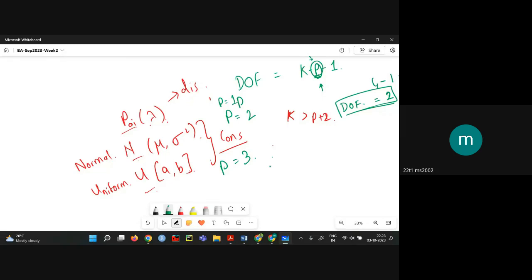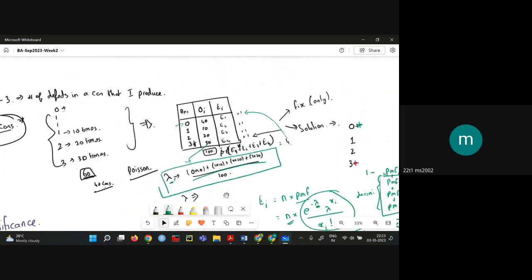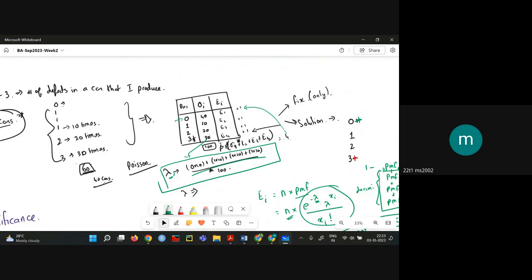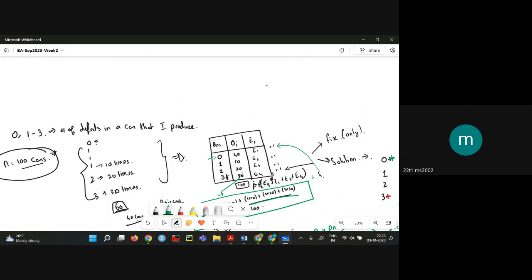important catch. All of this is okay when I am building this frequency table using a lambda computed from the sample. Let's say I specify in my business problem that the number of defects in a car that I can produce is between 1 to 3, and it follows a Poisson with lambda of, let's say, 2.5. For example, I specify that. Then your degrees of freedom is not K minus P minus 1. It is just K minus 1 because you are building your E expected frequencies using a given lambda. You are not computing it from the sample.